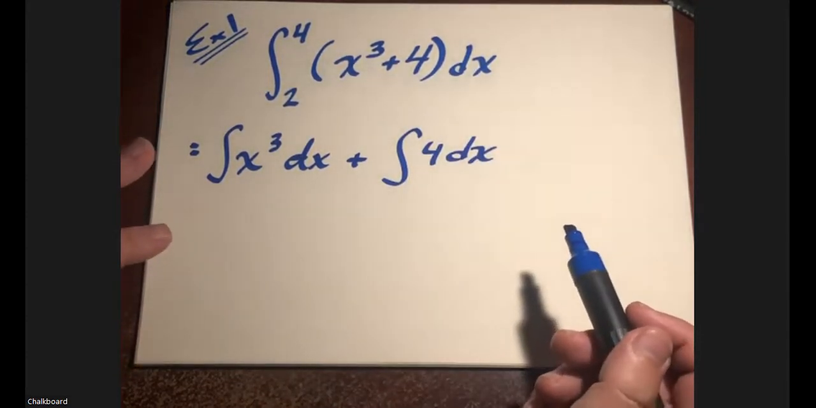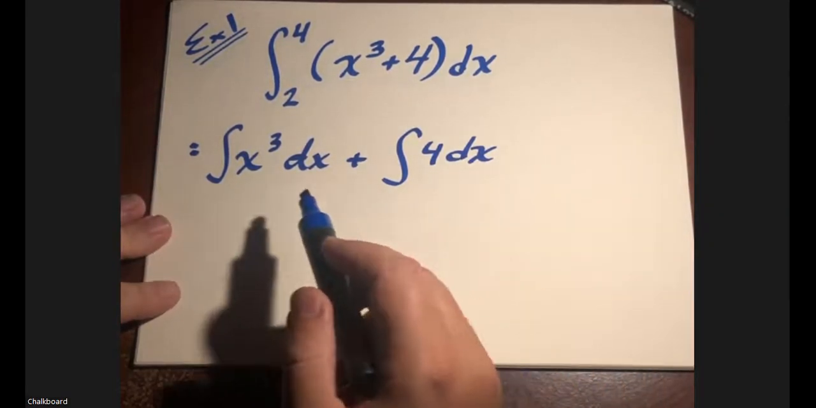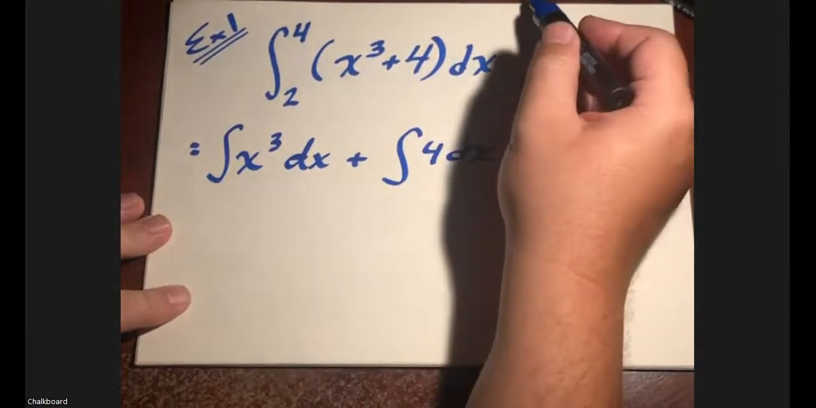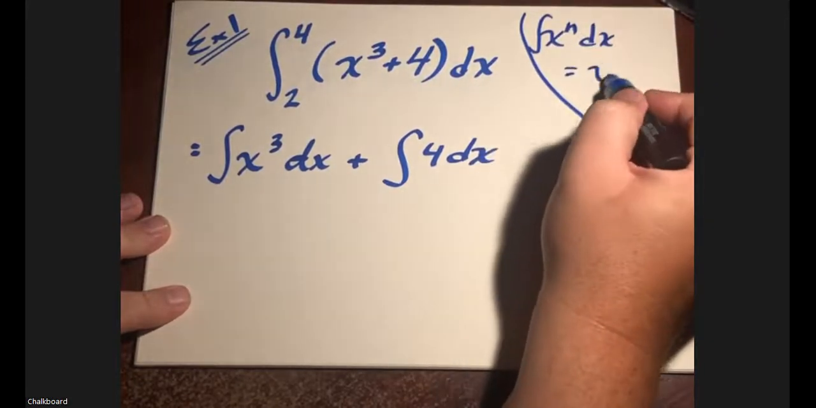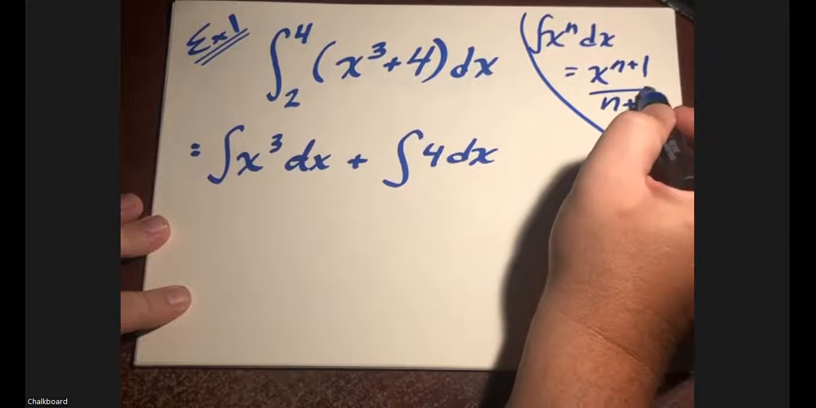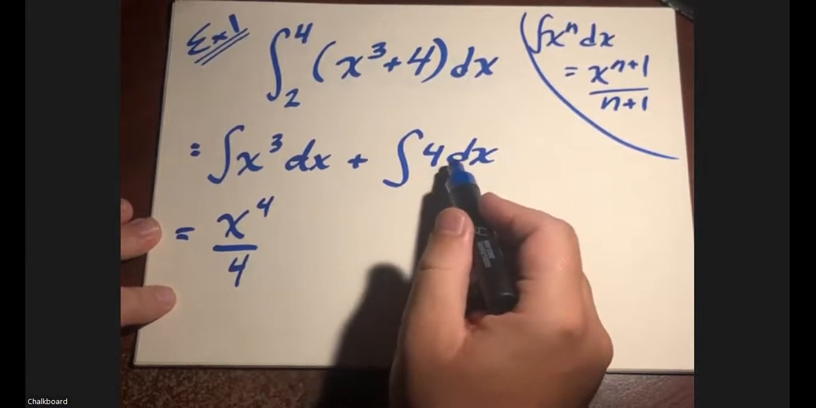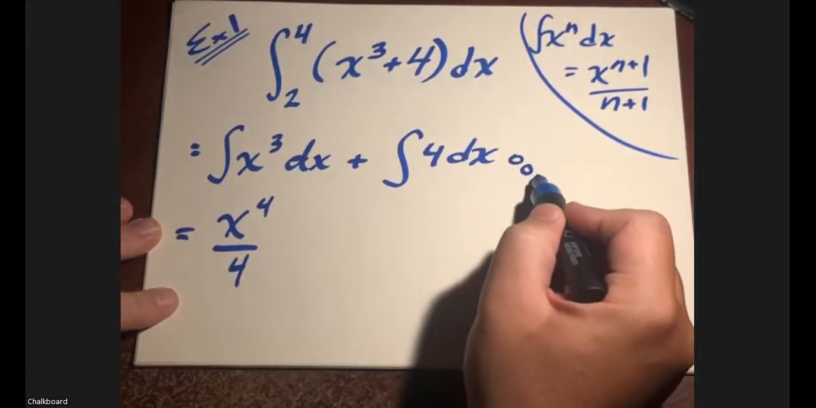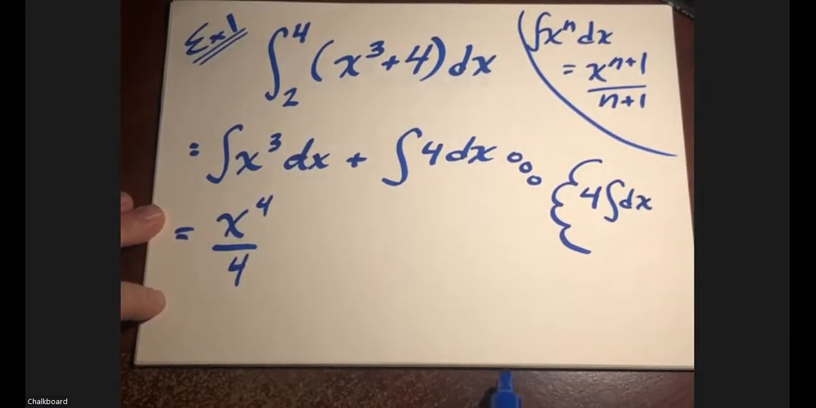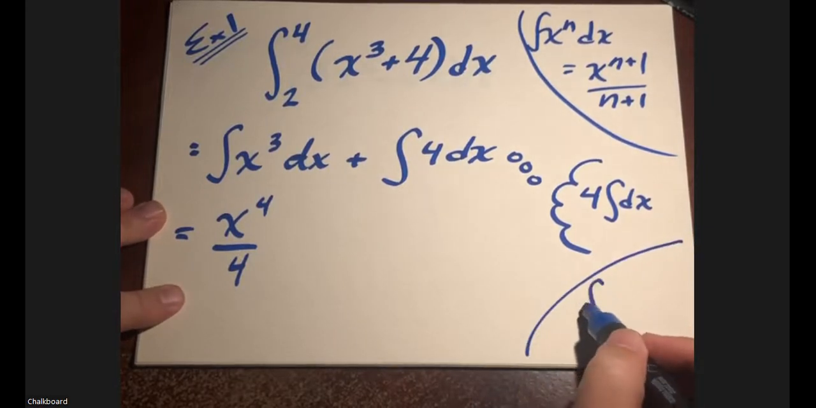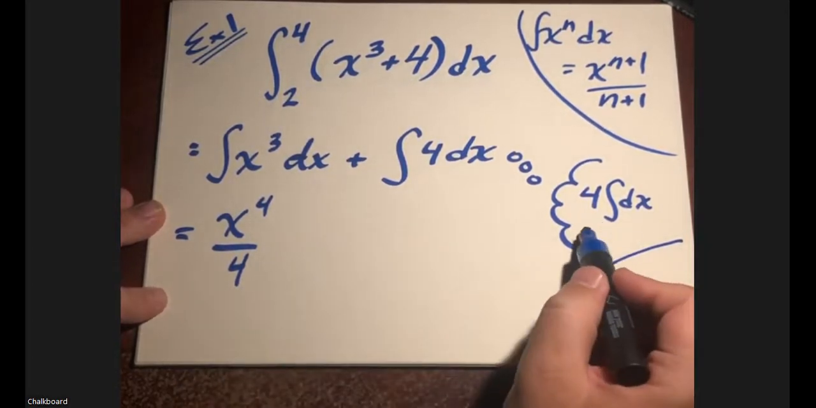And for now, I'm going to just ignore the numbers. I'm not going to put the limits on there until the end. Then I can do this because I remember from this one, I could apply the power rule, which states that the integral of x to the n dx will be x to the n plus 1 over n plus 1. That means this ought to be x to the 4 over 4. And then this, I could pull the 4 out. And there was a rule that we learned earlier that said that the integral of dx is just x, right? So that means that this is really 4x.